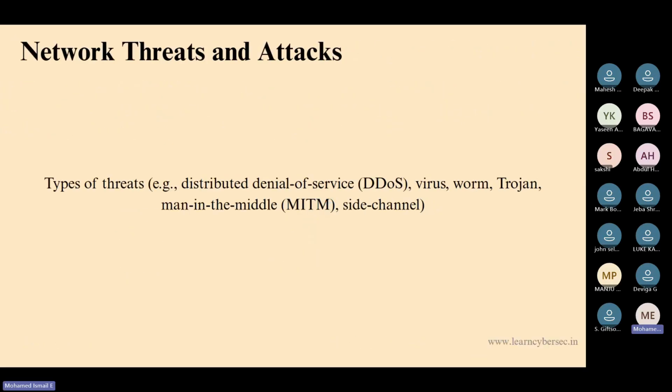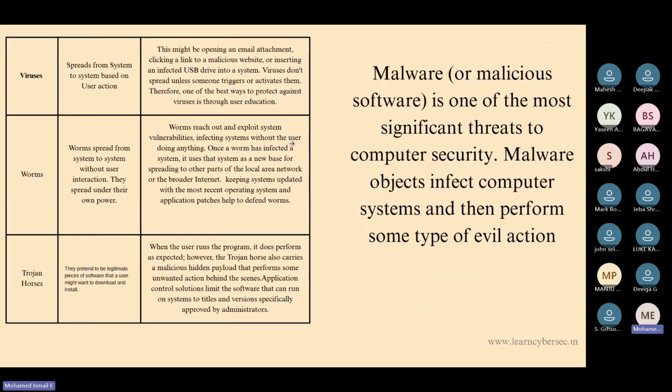Next one, network threats and attacks. Types of threats for computer networks. So when computers are interconnected, there are some threats applicable to these networks. The first one is DDoS, then virus, worm, Trojan, man in the middle. We'll see all the attack types for networks and how we can mitigate them.